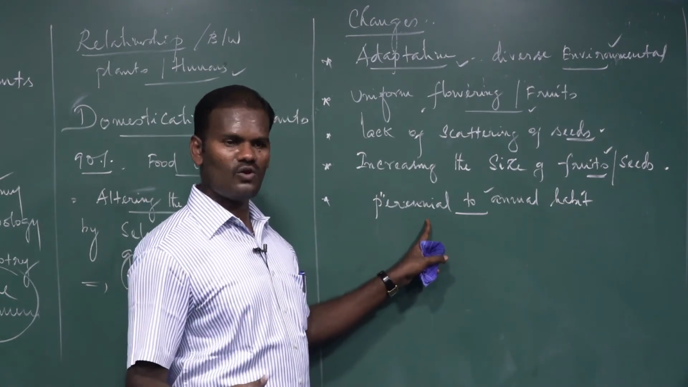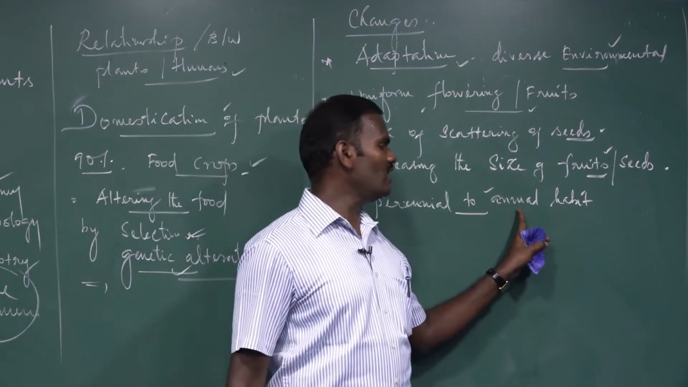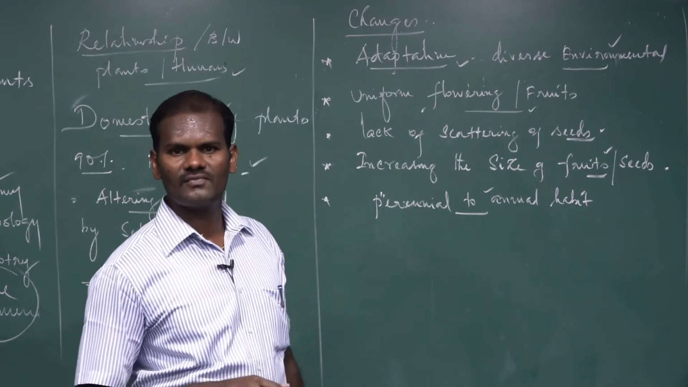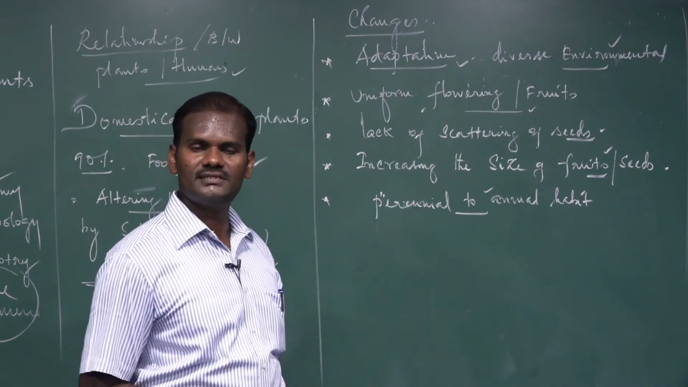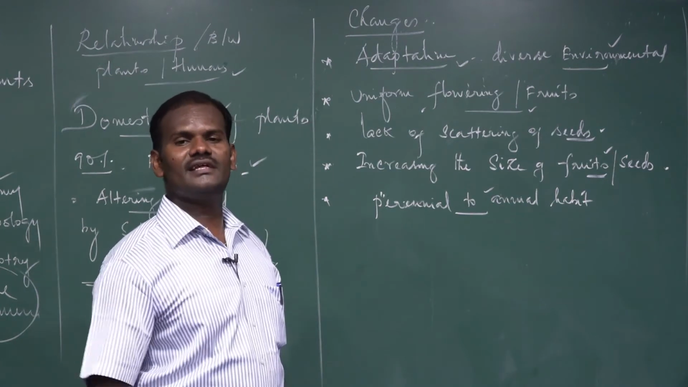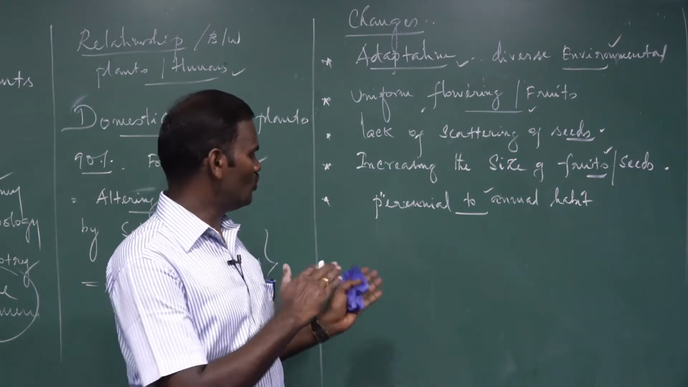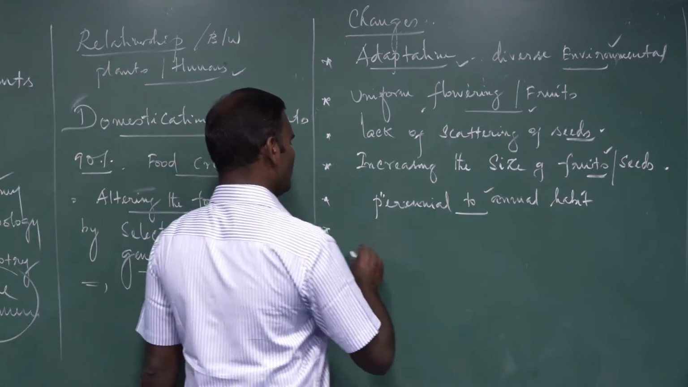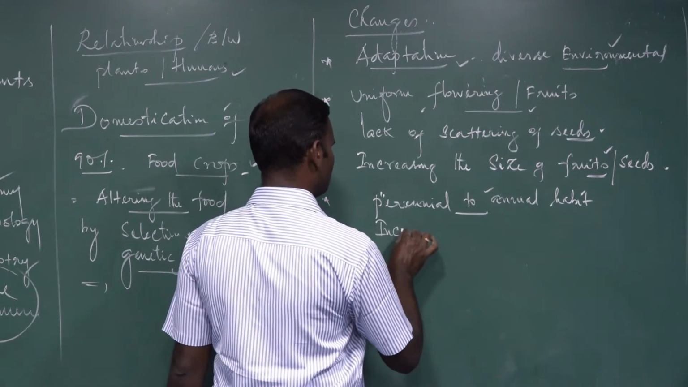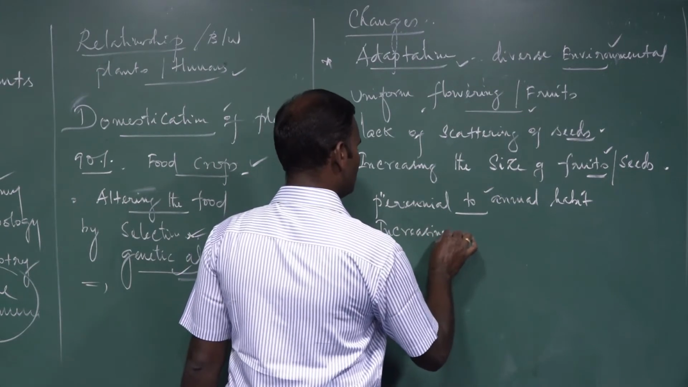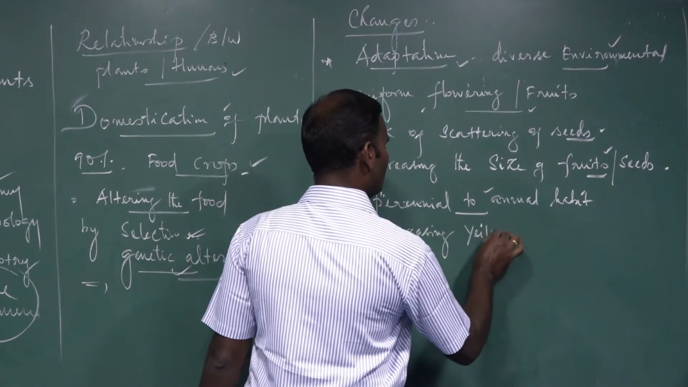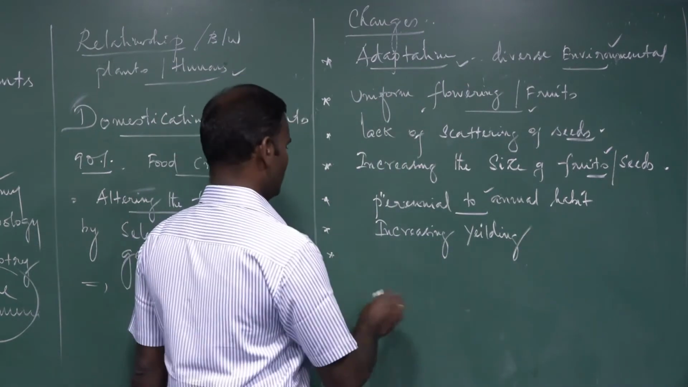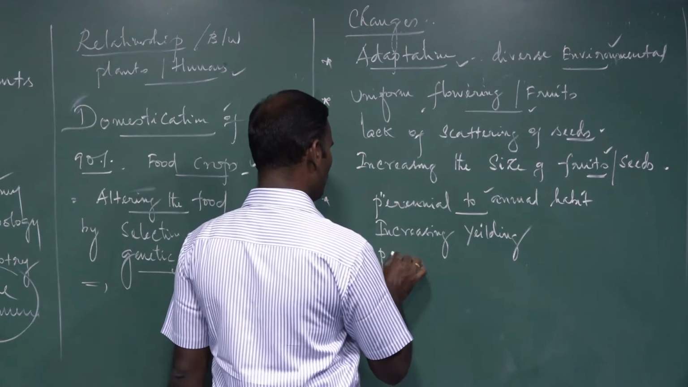Under our controlled conditions, they change to annual habit, which means they complete the life cycle within half a month, 1 month, 3 months. So we get yield within 3 months or 6 months. So perennial changes to annual habit. The next is increasing yield also. The next is the development of parthenocarpic fruit.